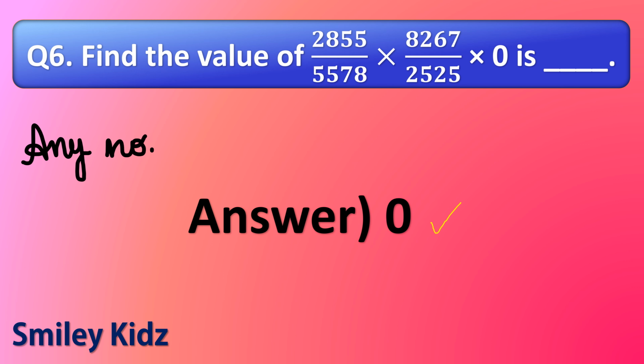Moving to question number 7. Again, this is a very easy question. You need to just use one property. Okay? The question is, if 9 by 3 into a is equal to 1, what is the value of a? Your time starts now.